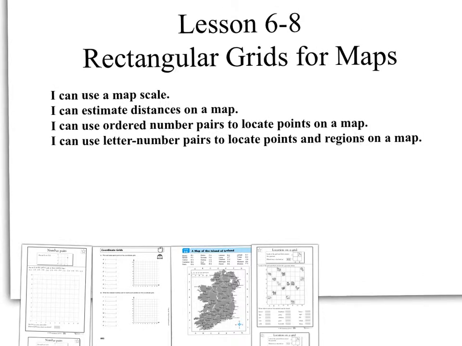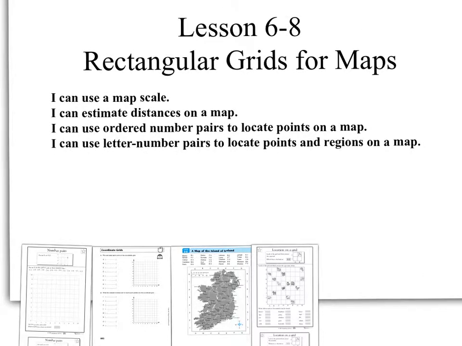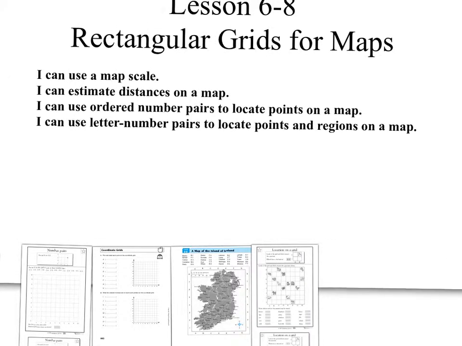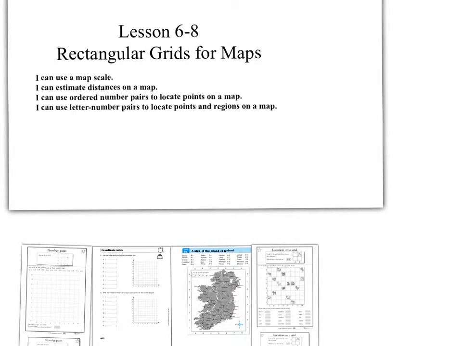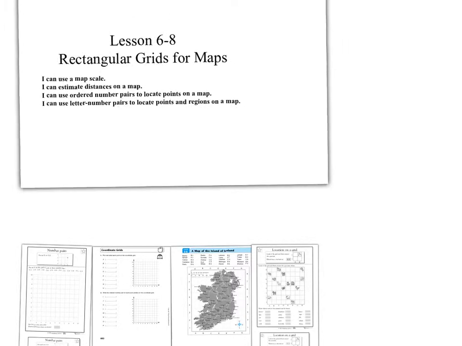You should all know how to use the map scale for the most part, and you should already know how to estimate distances on a map. We went over that in the past. So the main thing today is to be able to use ordered number pairs and use letter number pairs. First, let's go over ordered number pairs.